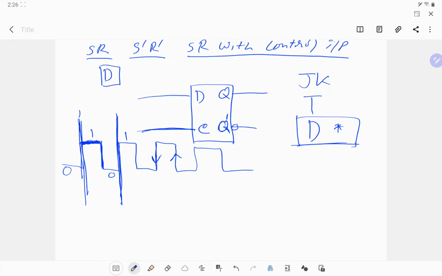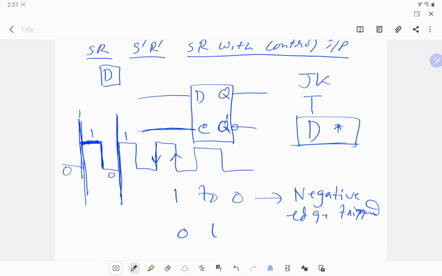Flip-flops are of two types. When the flip-flop is triggered by the pulse going from 1 to 0, then we call this flip-flop negative edge triggered. When the flip-flop is triggered for 0 to 1, then we call it positive edge triggered. Now let's start first with the negative edge triggered D flip-flop.